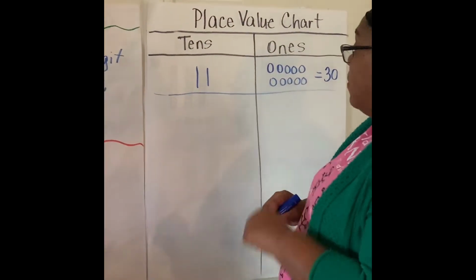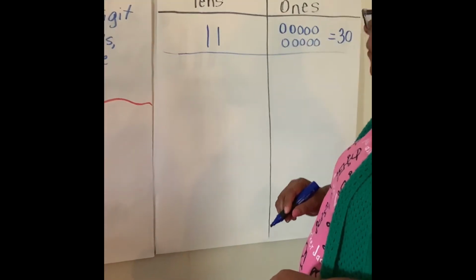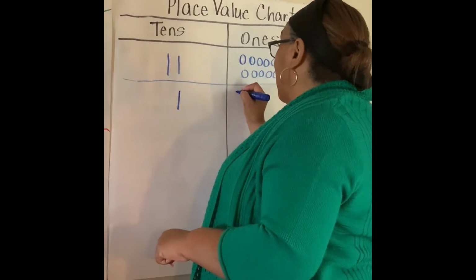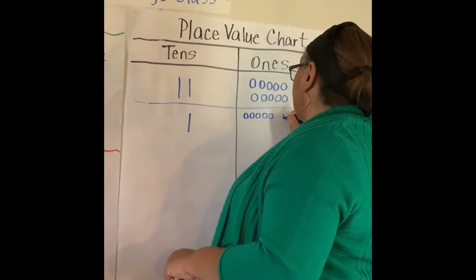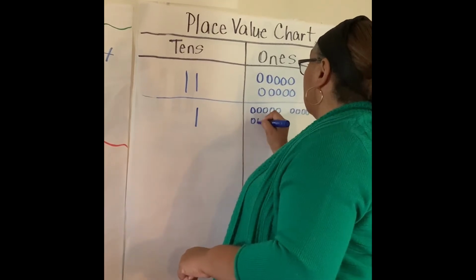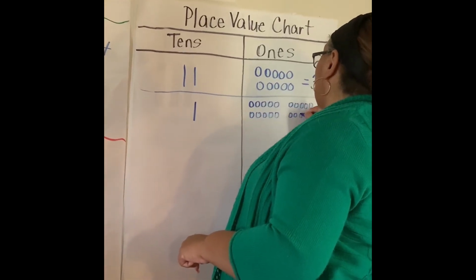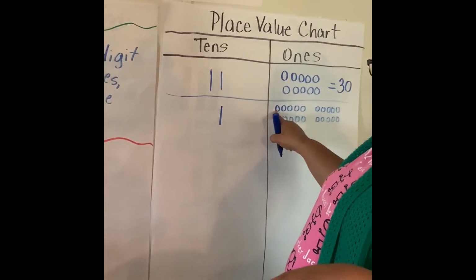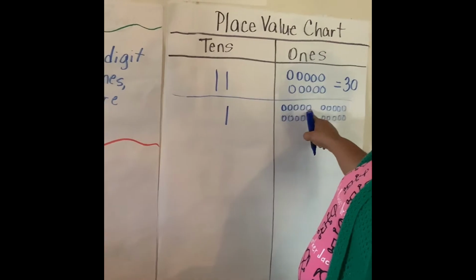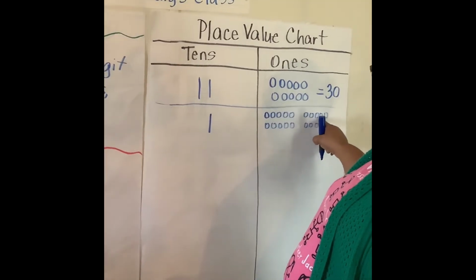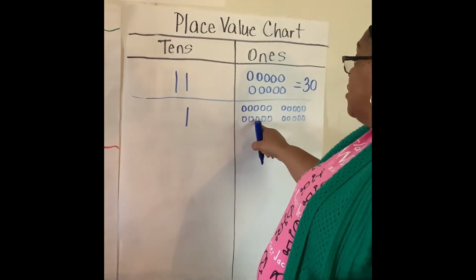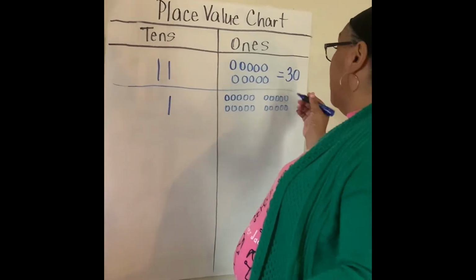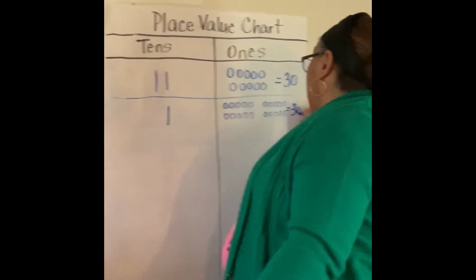Okay? Is there another way we can make 30? Let's try with 1 10. So if we make 1 10, we're going to have to make a lot of ones. Let's count, boys and girls. We have 10, 11, 12, 13, 14, 15, 16, 17, 18, 19, 20, 21, 22, 23, 24, 25, 26, 27, 28, 29, 30. That's another way that we can make 30.